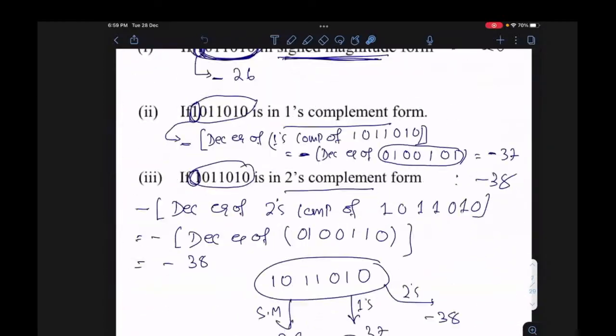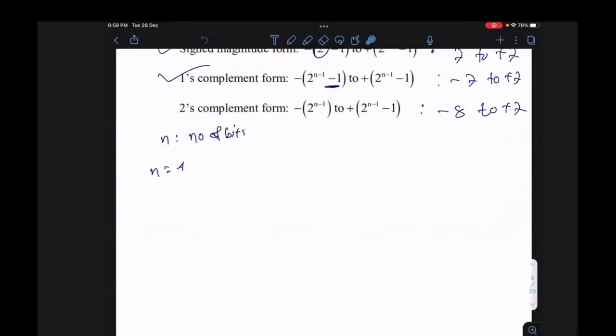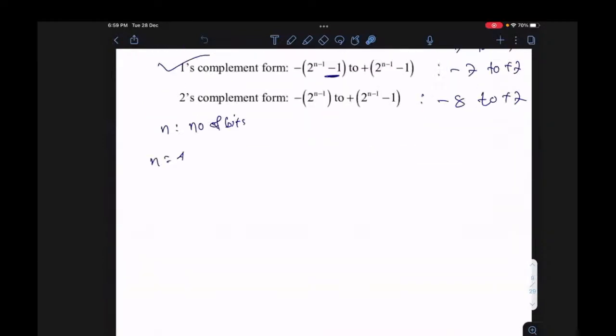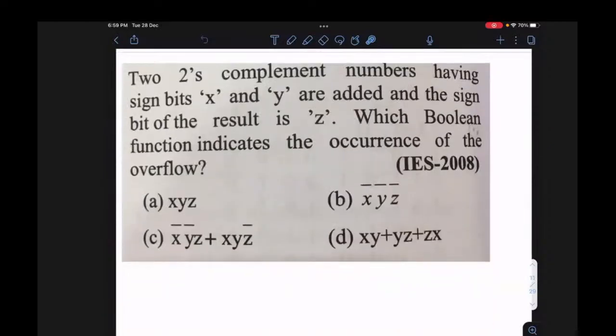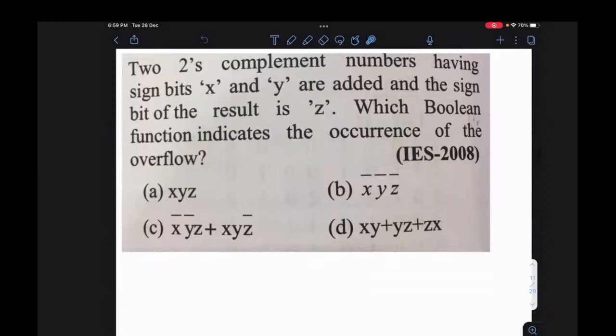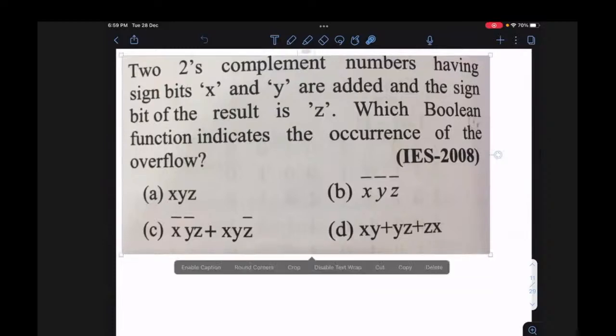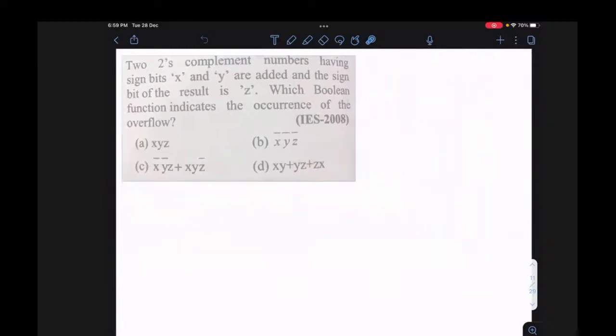So here, one question I would like to solve. This question has been asked in IES 2008. Okay, see the question.